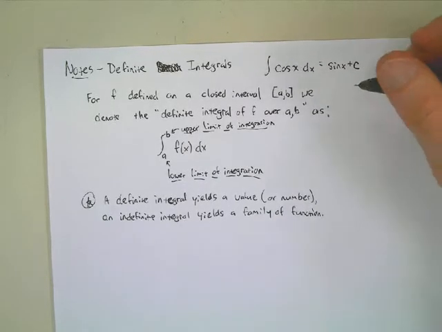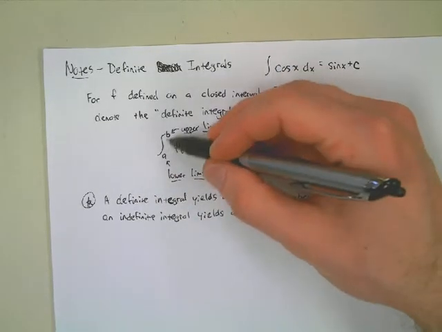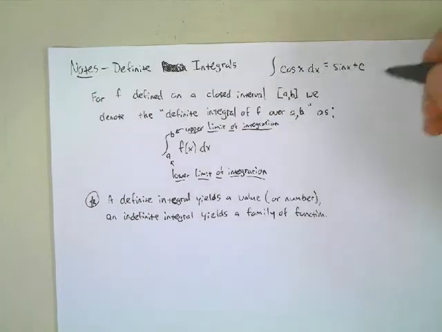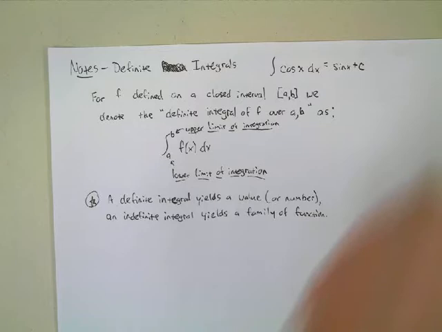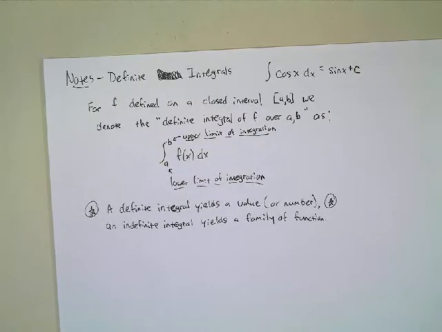Okay, so a definite integral yields a value always. As soon as you put limits of integration in here, a lower limit and an upper limit, your answer should be a value. No limits, your answer should be a function. Okay, that's one key thing to remember there. Just keep that straight.